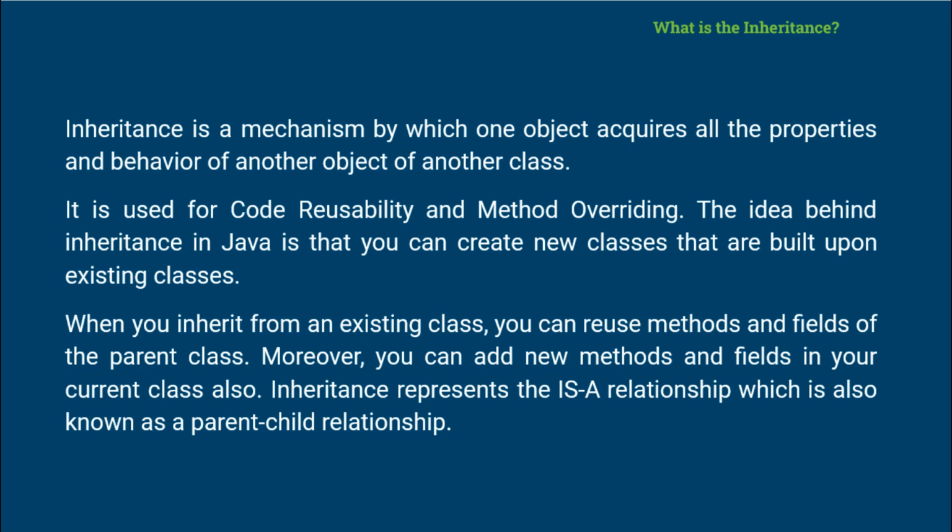The idea behind inheritance in Java is that you can create new classes that are built upon existing classes. When you inherit from an existing class, you can reuse methods and fields of the parent class. Moreover, you can add new methods and fields in your current class also. Inheritance represents the is-a relationship, which is also known as a parent-child relationship.